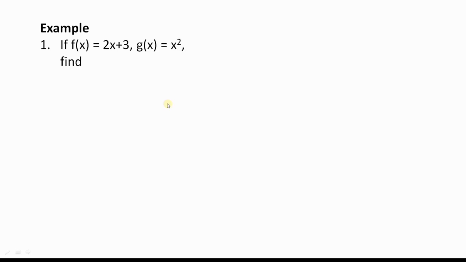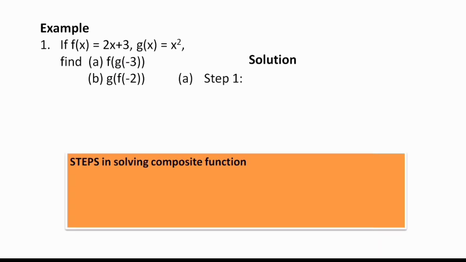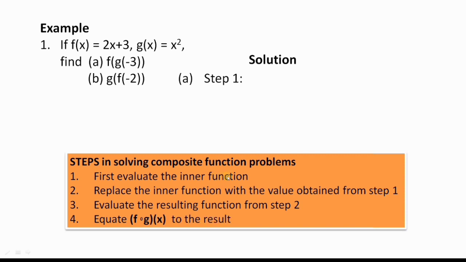Number 1, if f of x equals 2x plus 3, g of x equals x squared, find a, f of g of minus 3, b, g of f of minus 2. So solution. A. Let us follow the 4 steps as we outlined previously. Step 1. What does step 1 say? Step 1 says, first evaluate the inner function.